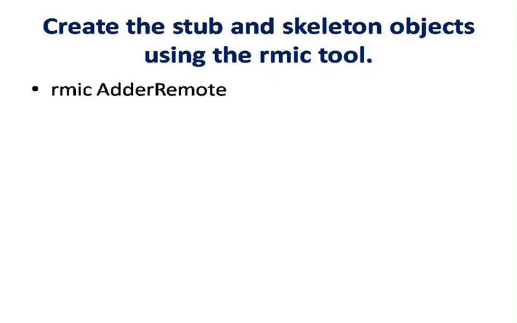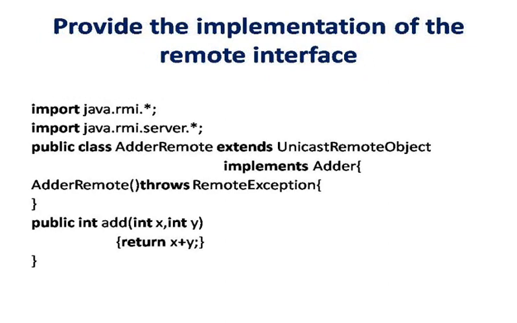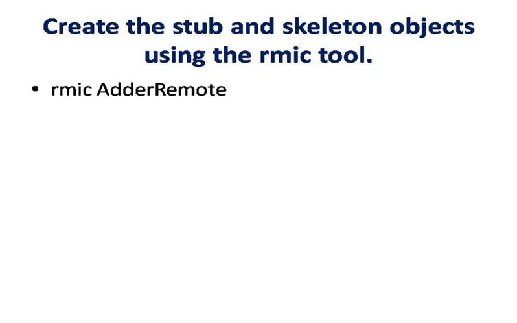We have created the interface, we have created the implementation part, and then we have to compile that. For compiling we will be using the RMI compiler. We have to give the implementation name, that is adder remote.